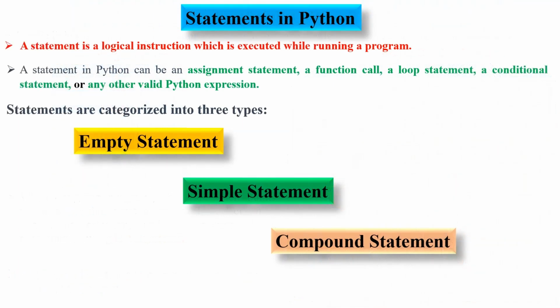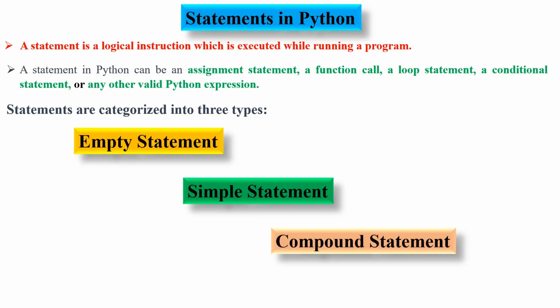Here, we will discuss the statements in Python. A statement is a logical instruction which is executed while running a program. Statements are the instructions given to the computer to perform any kind of action. A statement is a line of code that performs a specific action or task. It is the smallest unit of code that can be executed by the interpreter. A statement in Python can be an assignment statement, a function call, a loop statement, a conditional statement, or any other valid Python expression. Statements are categorized into three types: empty statement, simple statement, compound statement.